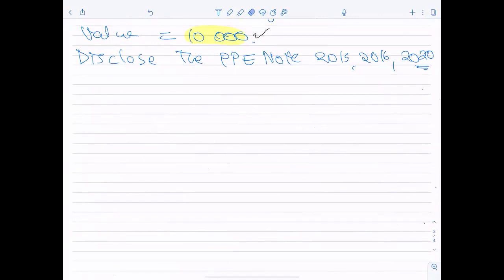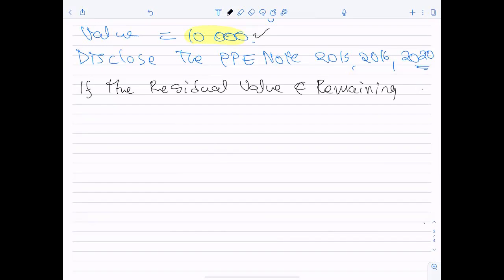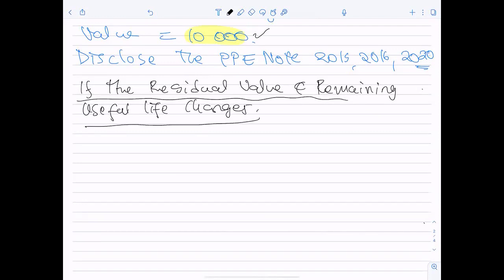The next principle that we want to cover: if the residual value and remaining useful life changes, what are we going to do? If the residual value and the remaining useful life changes, it can change during the year.